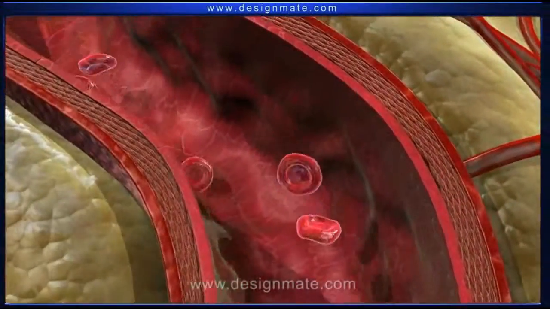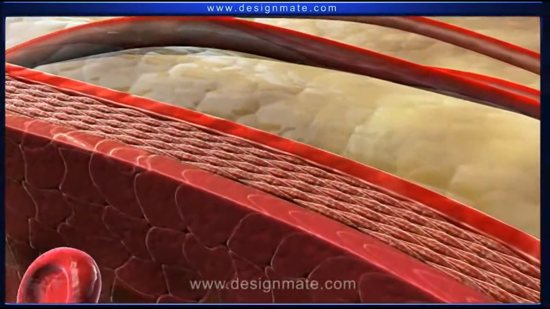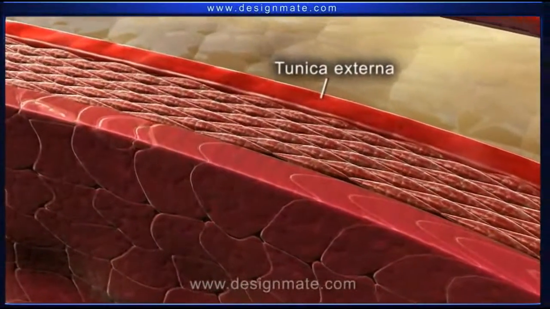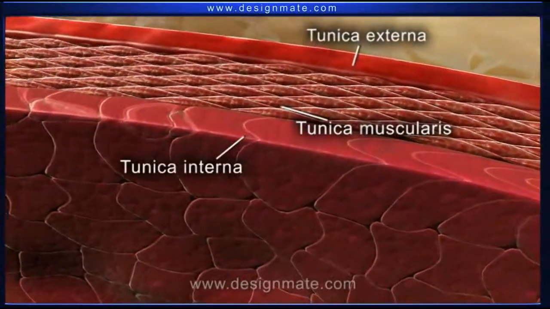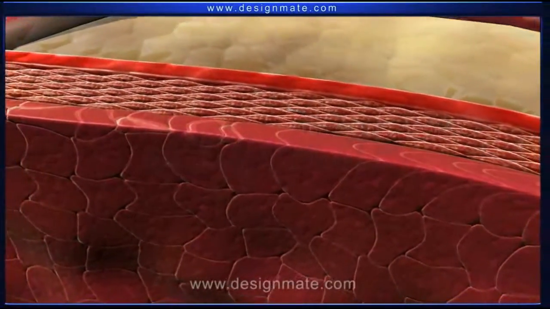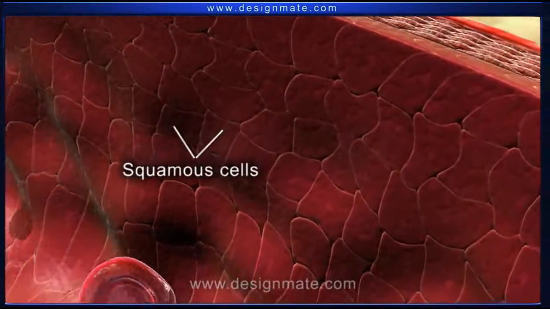A magnified view of the coronary artery has three basic layers: tunica externa, tunica muscularis, and tunica interna. This innermost layer is made up of squamous cells.